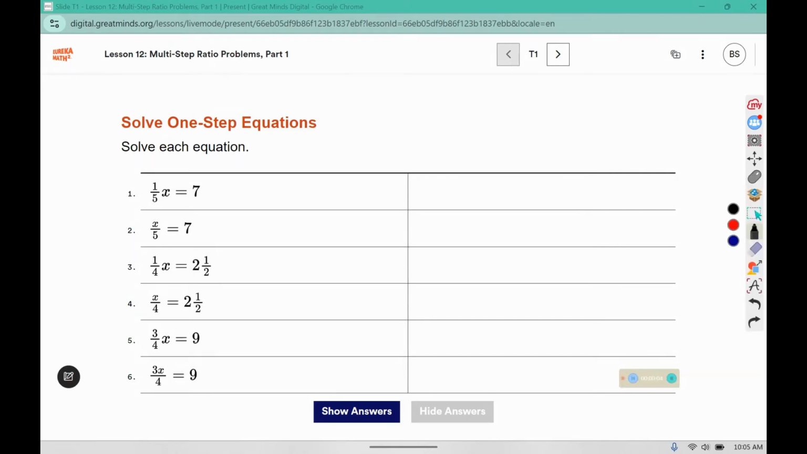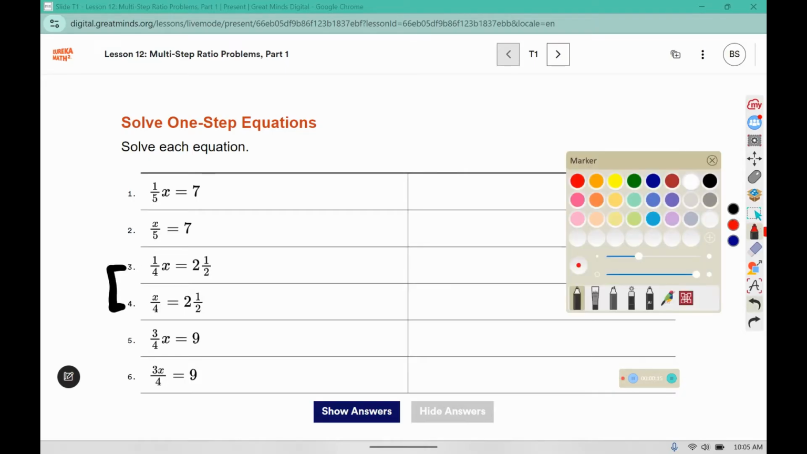Here is the warm-up for lesson 12. I'm going to show you how to do one of these problems, probably 3, and then 4 is the same problem, just written in a different format.